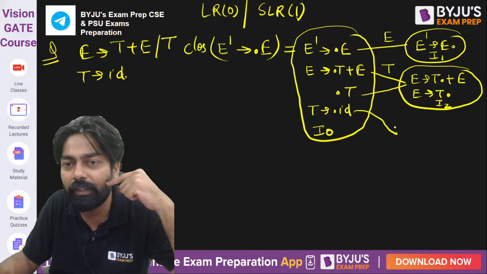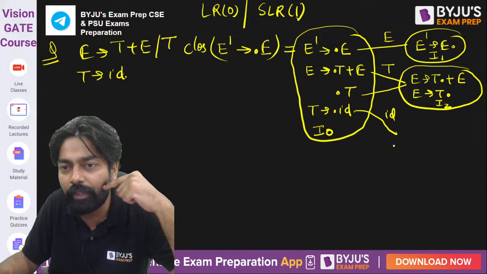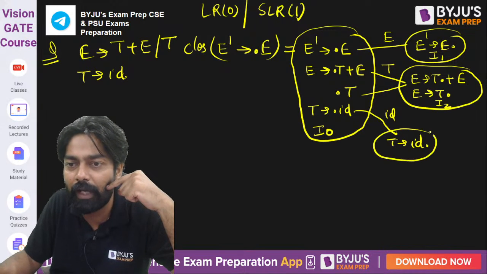What about this one? ID is the input. So T goes to ID dot. This is nothing but I3. Let me draw all the states of the DFA.